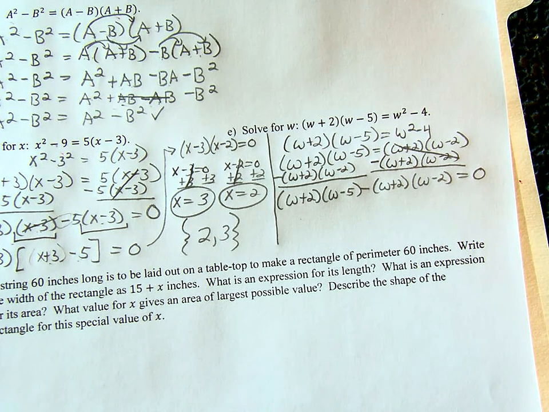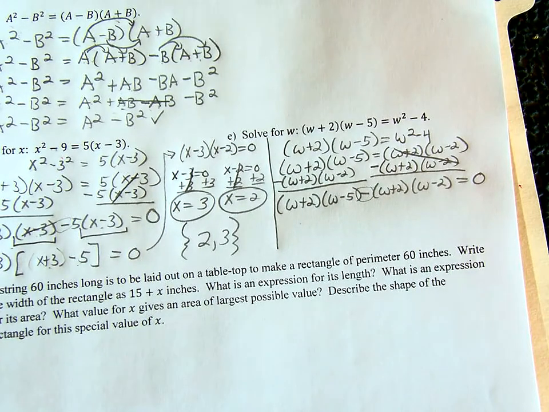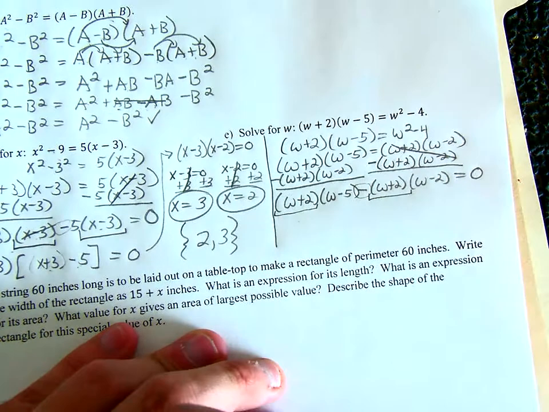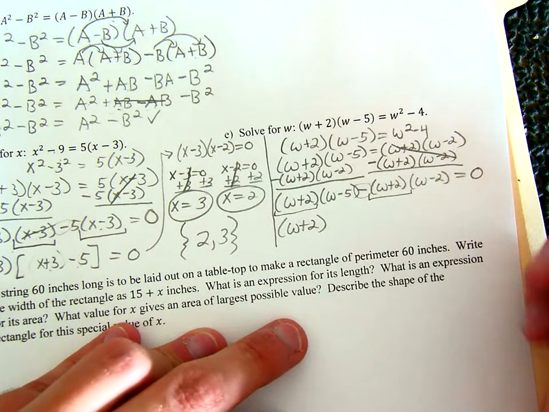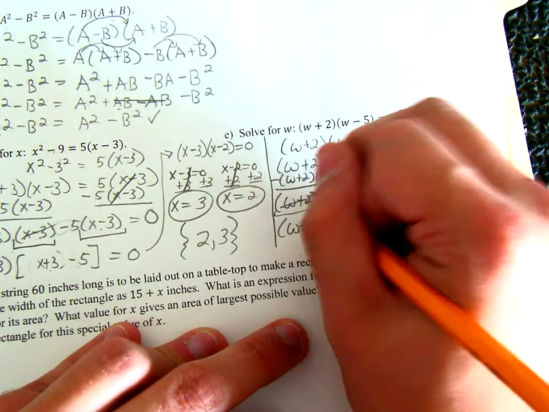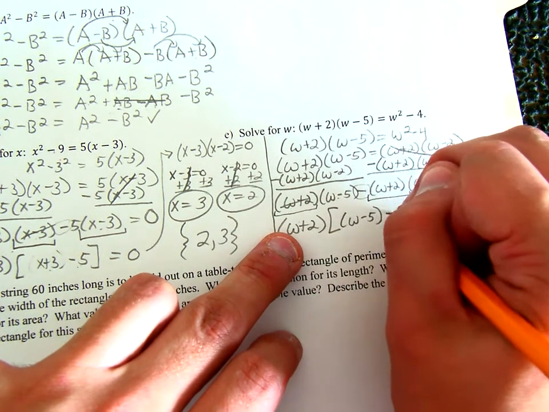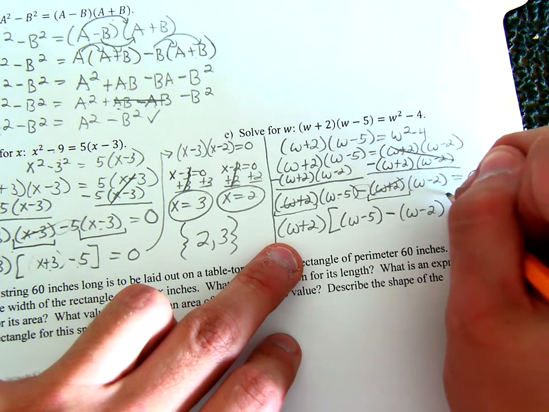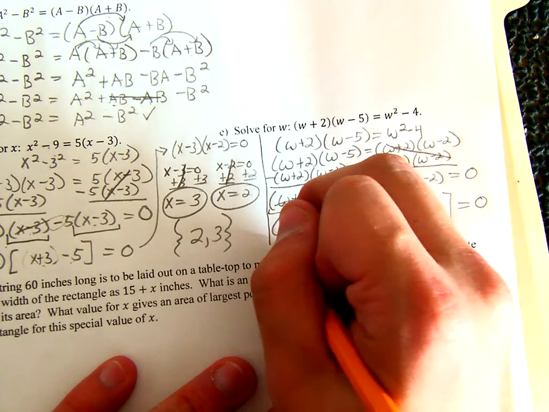So now what we're going to do is we're going to have to see what we have in the middle. We have subtraction. If we have subtraction, we're going to have to factor out what's common. What's common between the two? We have W plus 2 and W plus 2. Let's factor out that W plus 2. If we factor out the W plus 2, we'll get W minus 5. Minus, if we factor out this W plus 2, we'd have W minus 2 is equal to 0.